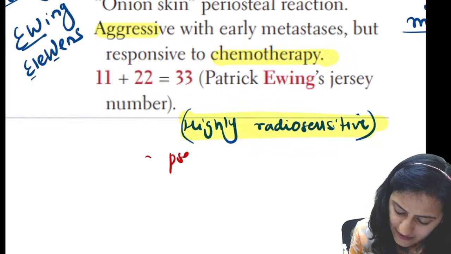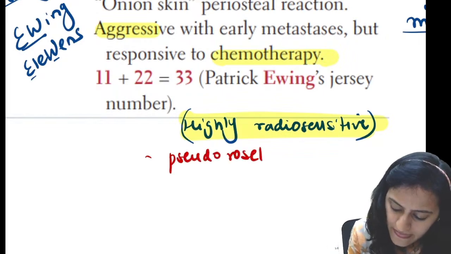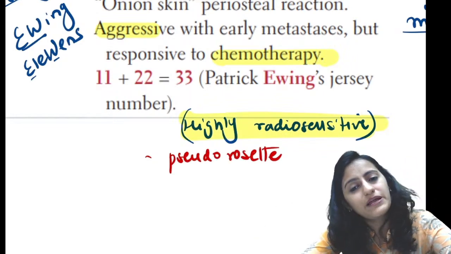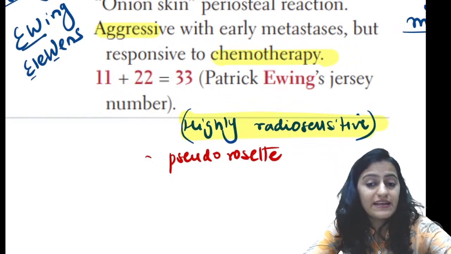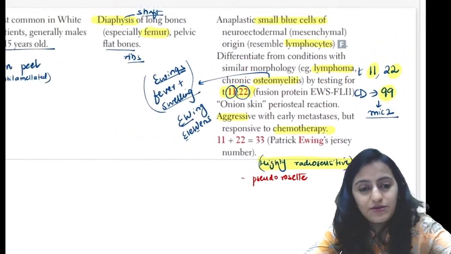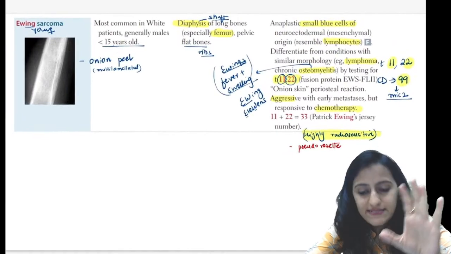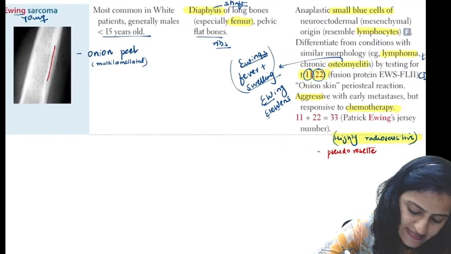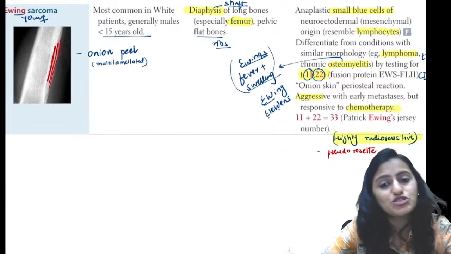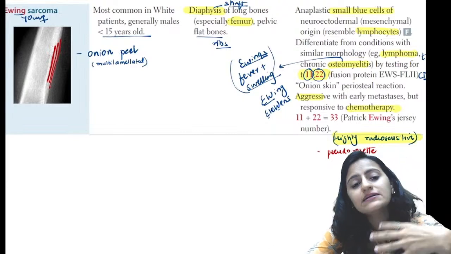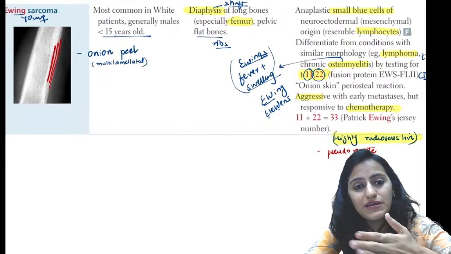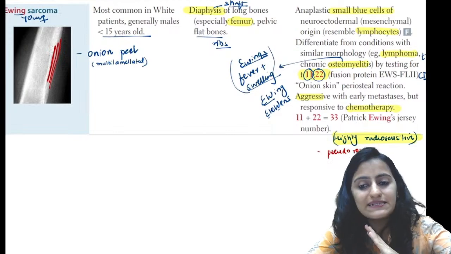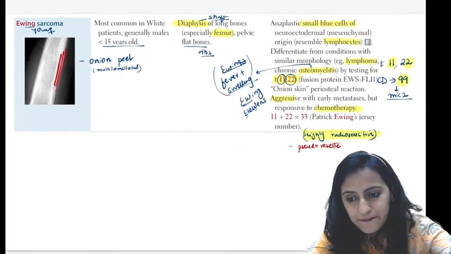Histopathologically, yes, this can give the pseudo-rosette appearance. Very, very important. It can give the pseudo-rosette appearance. Okay, so that is for Ewing's sarcoma: remember the diaphysis with the periosteal reaction, the onion peel, in a child, and translocation 11;22, CD marker is CD99. It is highly radiosensitive. Okay.